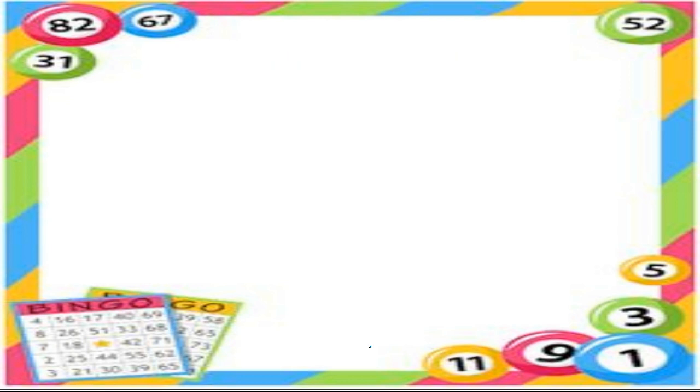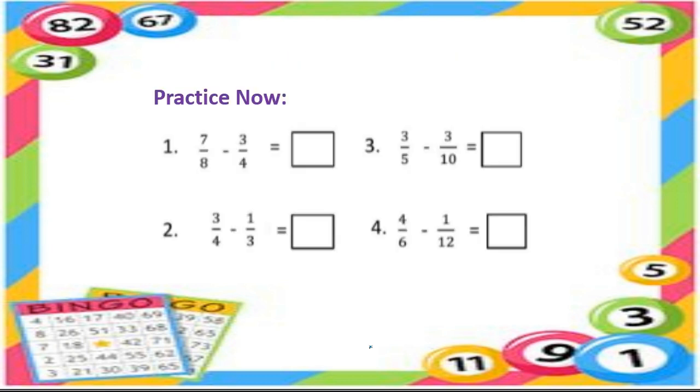Now move towards some practice questions. Here some of the questions are given. Number 1, 7 upon 8 minus 3 upon 4. Number 2, 3 upon 4 minus 1 upon 3. Number 3, 3 upon 5 minus 3 upon 10. And number 4 is 4 upon 6 minus 1 upon 12.